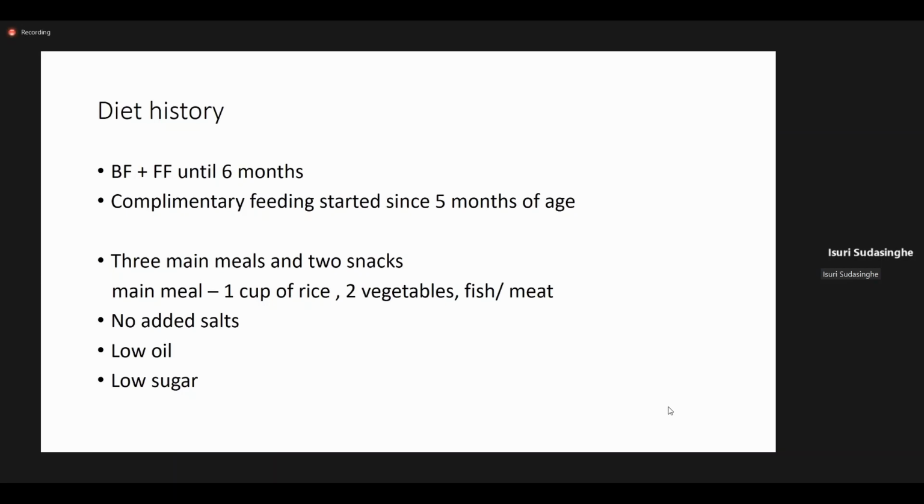Baby was breastfed as well as formula fed in the initial 6 months of life. Formula feeding was started because of poor weight gain, and then complementary feeding was started since 5 months of age. Currently, the baby is taking 3 main meals and 2 snacks. A main meal usually consisted of 1 cup of rice, 2 vegetables, and a protein component, fish or meat. Mother was advised not to give added salts and give foods in low oil and low sugar components.